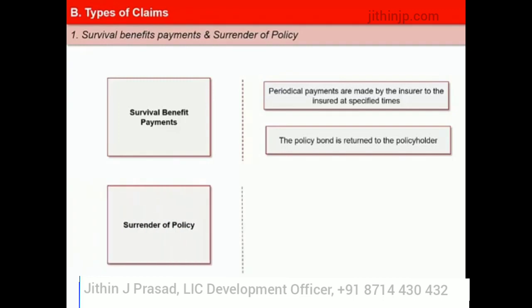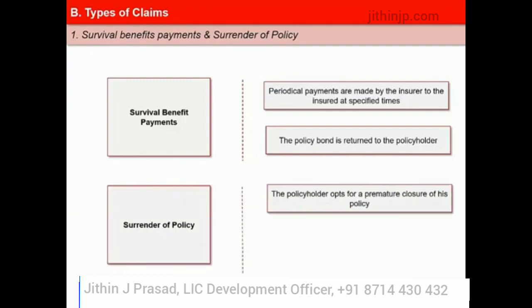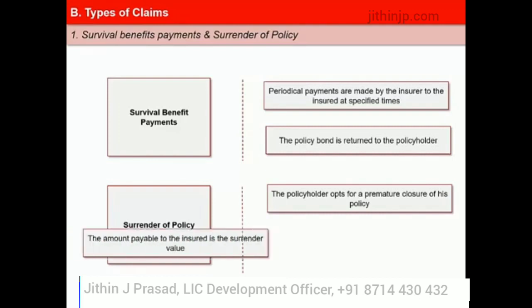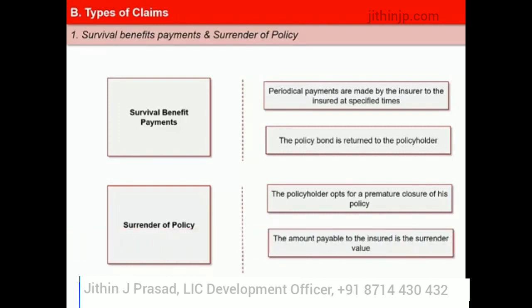Second, surrender of policy. The policyholder opts for a premature closure of his policy. This is a voluntary termination of the policy contract. A policy can be surrendered only if it has acquired paid-up value. The amount payable to the insured is the surrender value, which is usually a percentage of the premiums paid. There is also a minimum guaranteed surrender value, GSV.